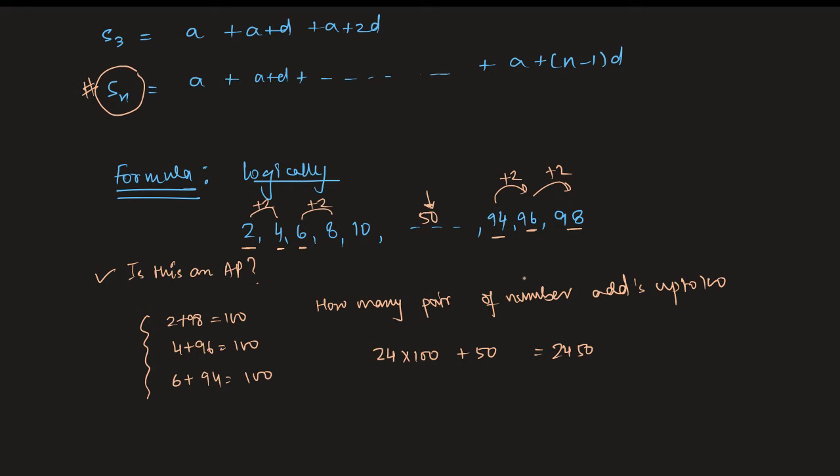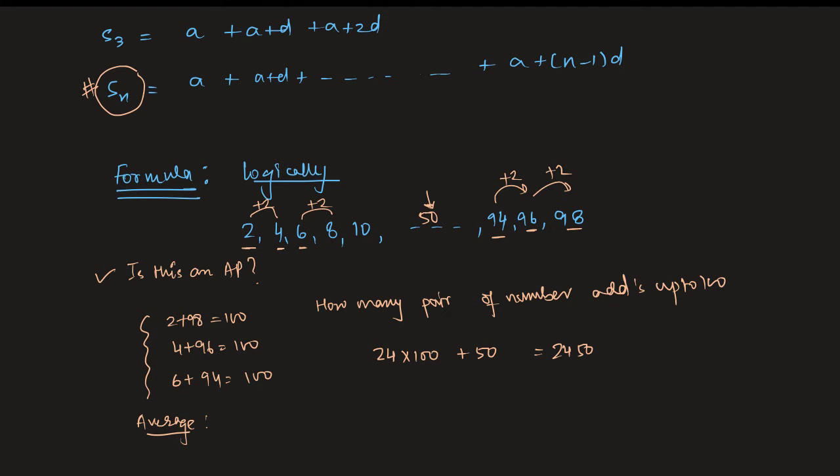Now if you observe, what we have used here is the concept of average. The average of the first and last term is 50, the second and second last term is 50, the third and third last term is 50, the fourth and fourth last term is 50. You can understand this as follows. Let's suppose from the first term I subtract 48 and give this 48 to the last term. So both of these terms become 50.